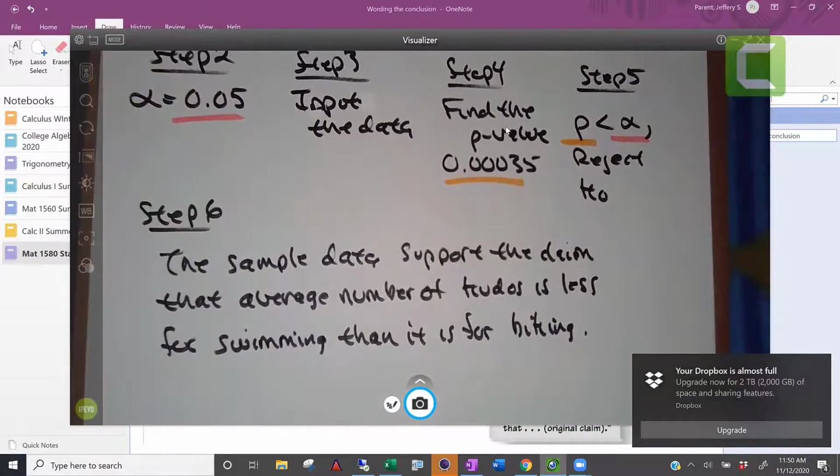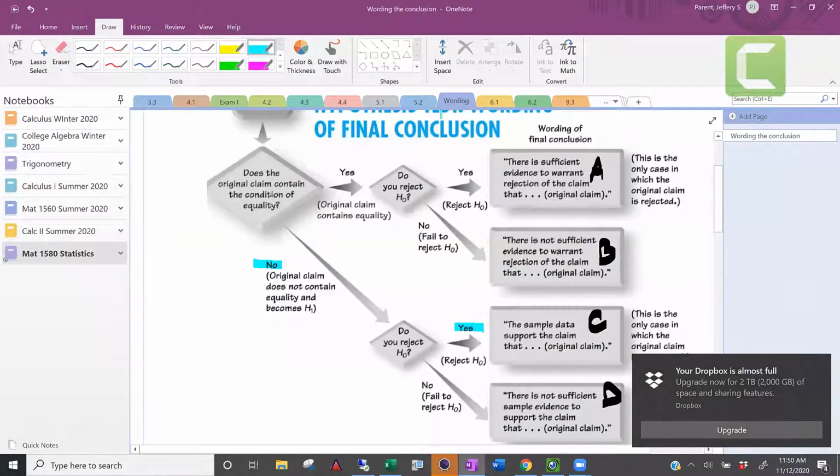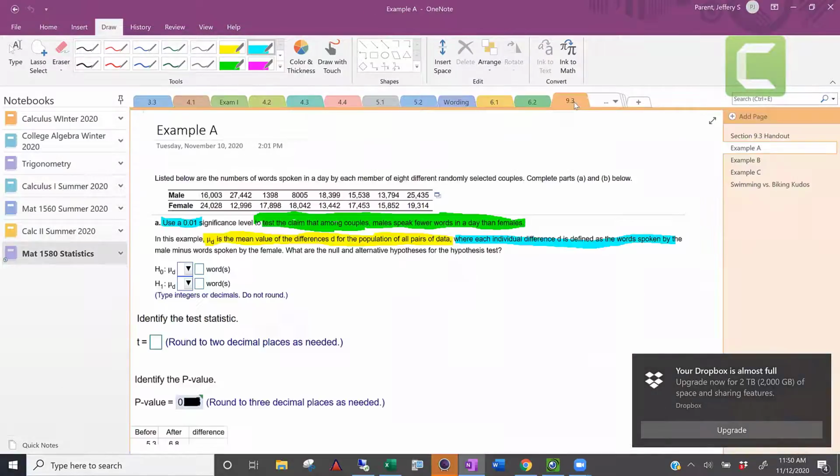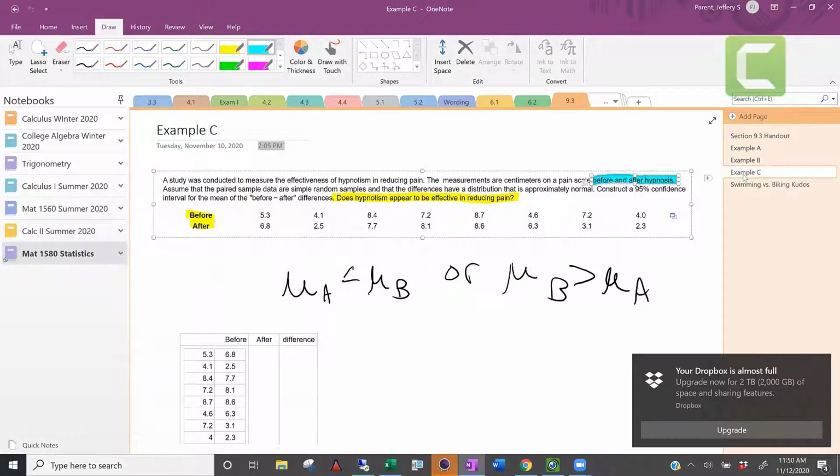All right. Now, a lot of times what leads to matched pairs kind of data is a before and after test. So let's see, is that example C here? Yes. Now this one isn't necessarily stated quite as a hypothesis test. That's okay. We are going to treat this and do this as a hypothesis test.